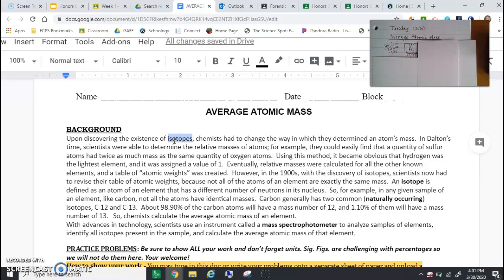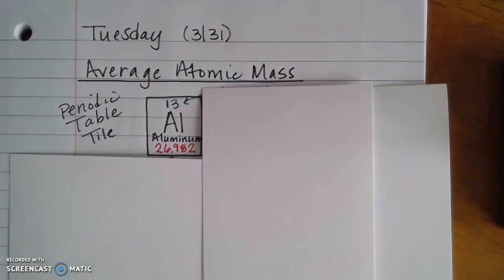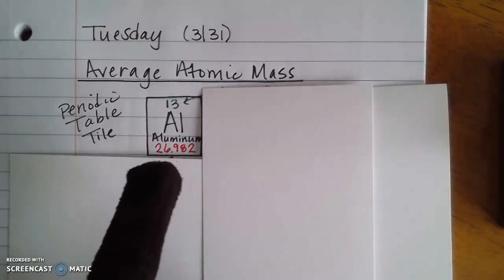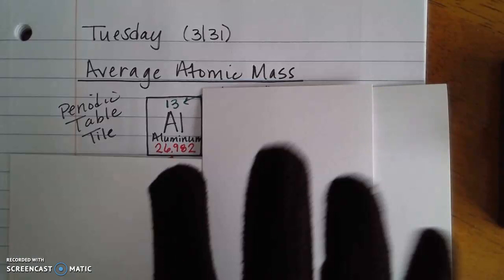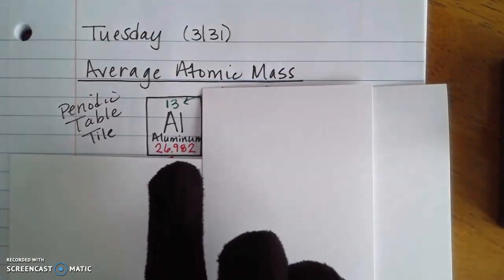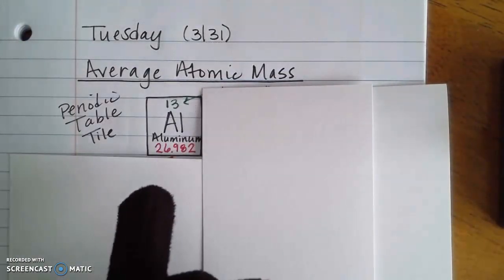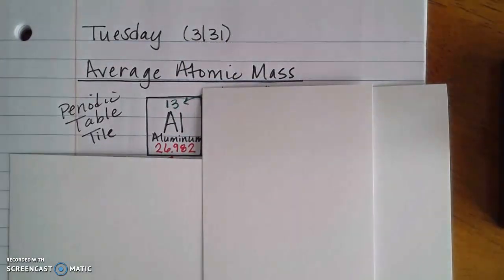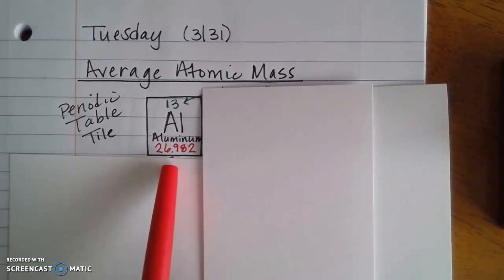So when we talk about the next step, let's do a real quick review and make sure that we understand where all these numbers and words are coming from. So I'm going to go over here and we're going to talk about what this all looks like on the periodic table. Okay, so if you have a tile, and yes, I'm wearing gloves because my fingernails are hideous. So here's your periodic table tile, aluminum, 26.982. Okay, so this 26.982 is our average atomic mass.